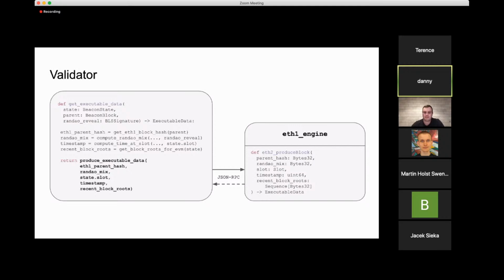Something to also note is this ends up looking a lot like, I think there's a getWork RPC call on ETH1 clients today, which is essentially doing the work of assembling a block for mining. And this is similarly assembling a block for the proof of stake proposer.